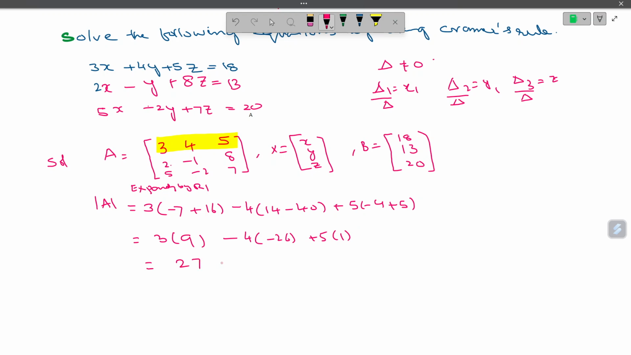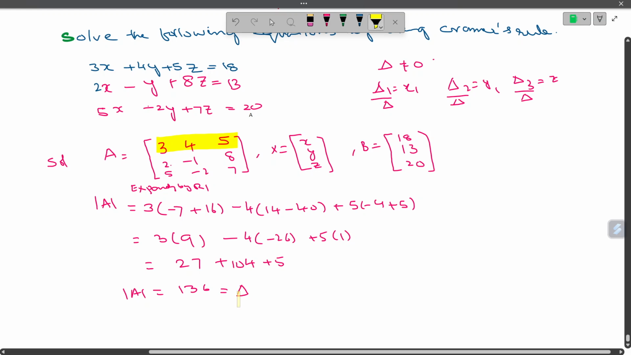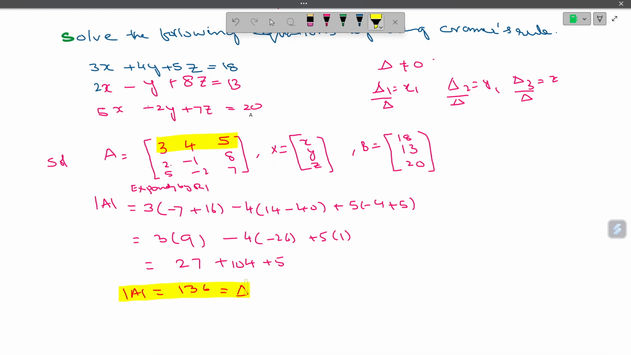So 3 nines are 27. Minus times minus is plus, so 4 sixes are 24, carry 2. It is 110 plus 5. If you add them all, it is 136. This is mod A, which we will call del. So del is 136.